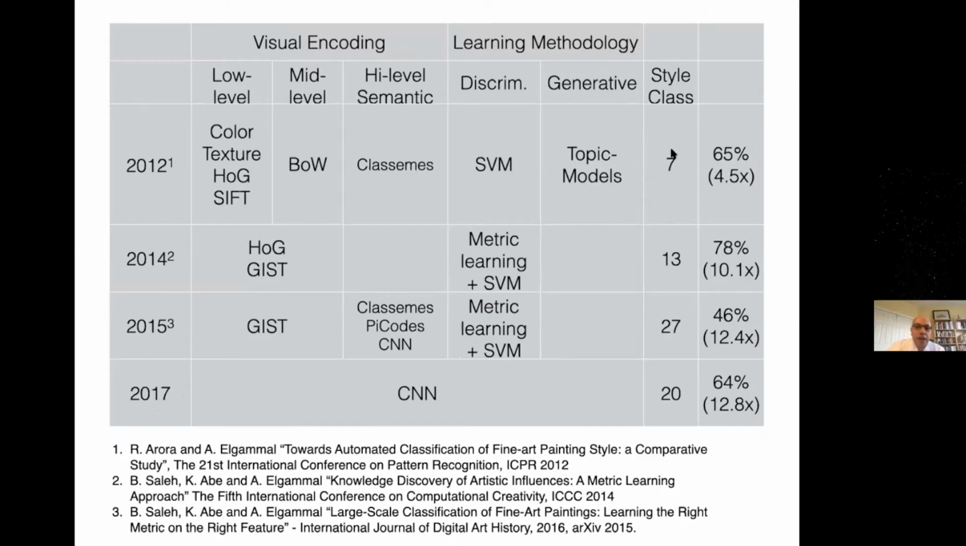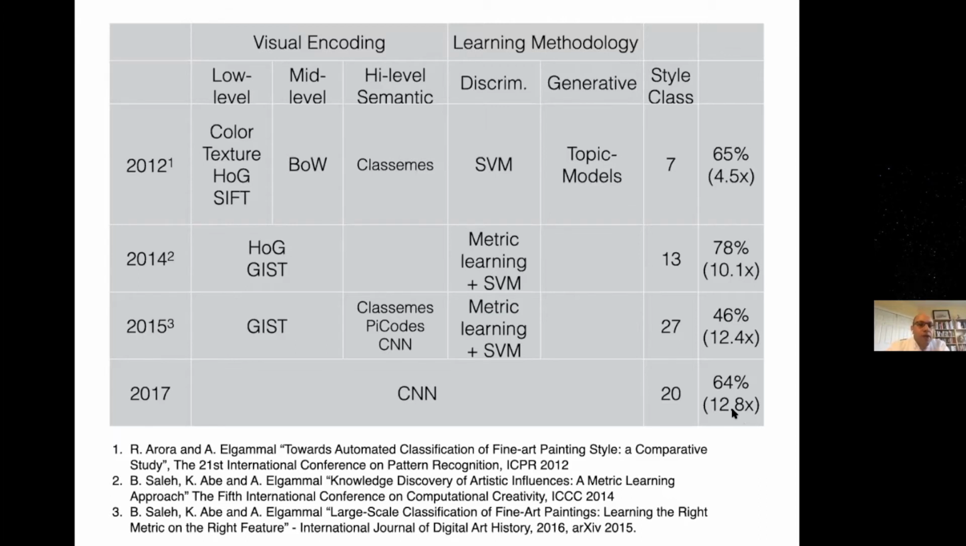The number of style classes, we have been basically increasing the number of classes over time, trying to get deeper. But basically, how to monitor the progress is to compare it to random guess. How much better can you do than the random guess, starting from 4 times random guess to 12 times the random guess. So okay, we can do better than that.